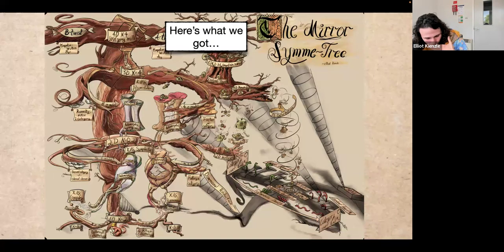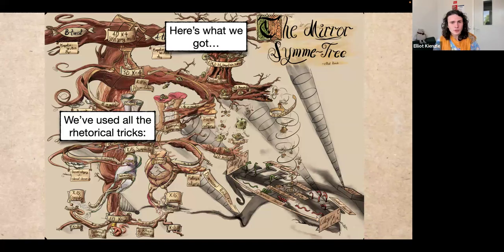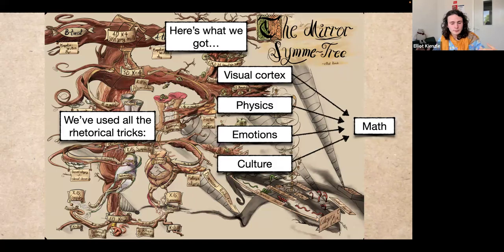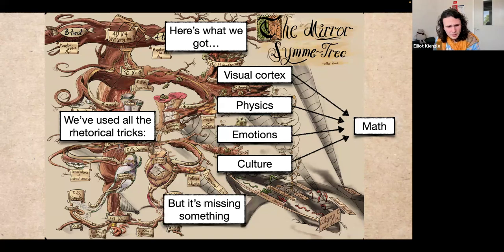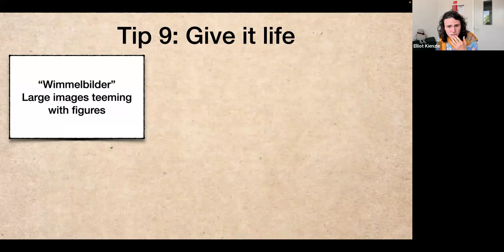So here's what we've got so far. We have this whole structure, and we've used all of these rhetorical tricks that I've built up so far. We're hacking into our visual cortex, our physical understanding of the world, our emotional relationship with things with eyes, and cultural shorthand, all used to analogize and help us better explain and connect with mathematics. But it feels like it's missing something. And this brings me to tip number 9, which is to give this life.